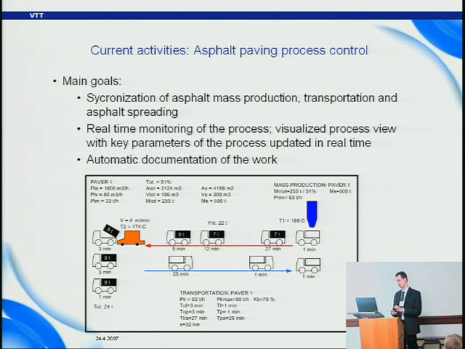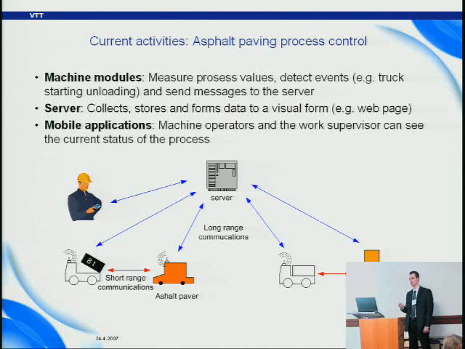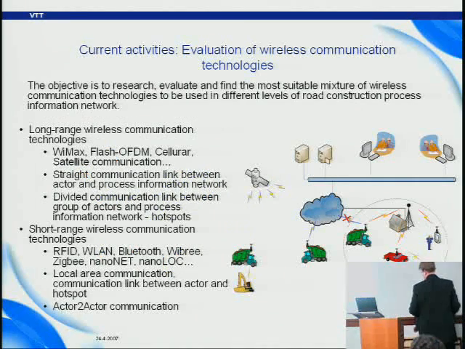We have tested also in one project to use some mobile phones and truck loaders, to do things using phones, but in this project we are trying to do this more automatically. And what we have are machine models. These are quite simple models that measure process values and detect events and then send data to the server. And server collects this data, stores it, and forms the visual view. And we have mobile applications, so different workers or work supervisor can see what's happening on the field. That is what we are trying to do. And my colleague Tommi Parkkila will tell you something about technologies we are going to use.